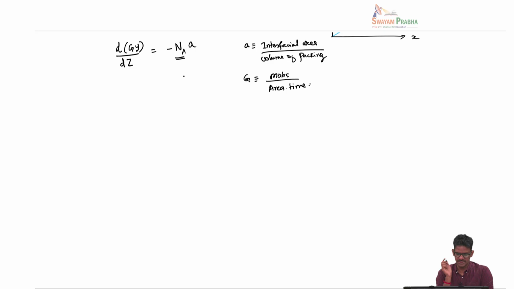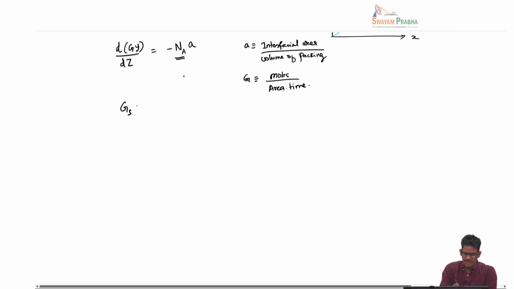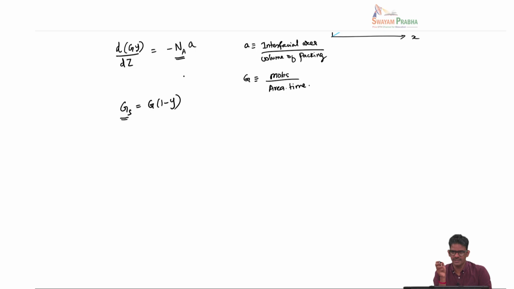Okay, so that's the thing. So, what we can do is we may recollect that we wrote the solute free molar flow rate Gs as G times 1 minus Y, right. Now, Gs is constant, whether it is a dilute mixture or a concentrated mixture. The solute free molar flow rate, the carrier gas flow rate, is constant.